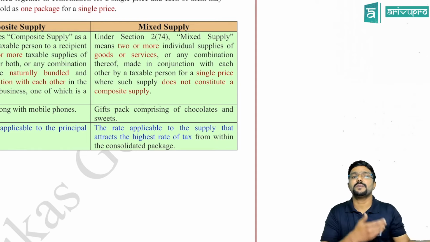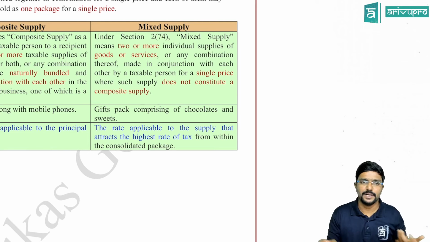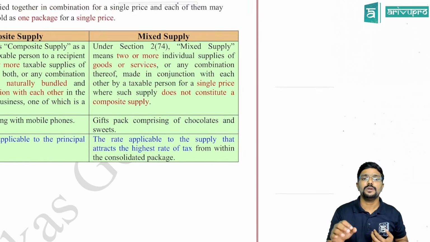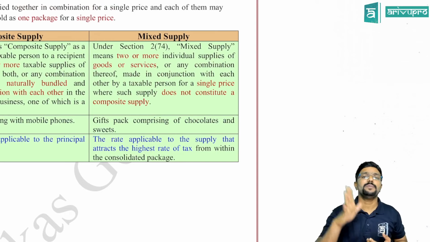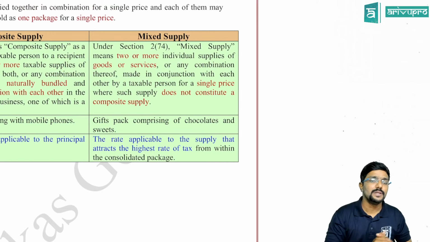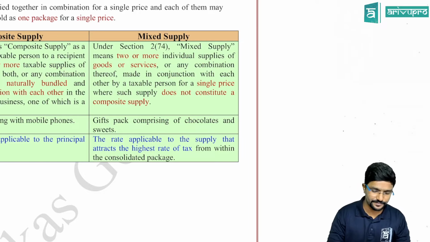When will a supply not be a composite supply? When it is not naturally bundled. So what will be the rate applicable for mixed supply? In section 8 they have told, whatever rate is the highest rate within the package, that will be the rate applicable for the entire package. Example, gift pack comprising of chocolates and sweets or dry fruits.